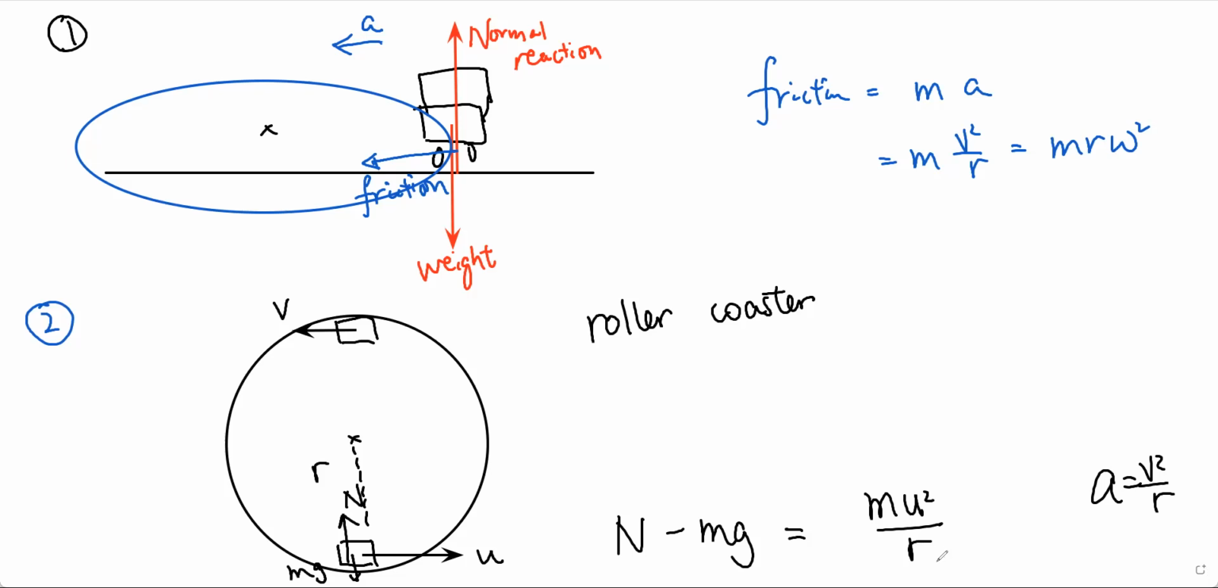Now, how about at the highest point? There is a weight acting on the car. But the normal reaction can point upwards or downwards. It depends. If you're talking about a string, let's say you just imagine, okay?